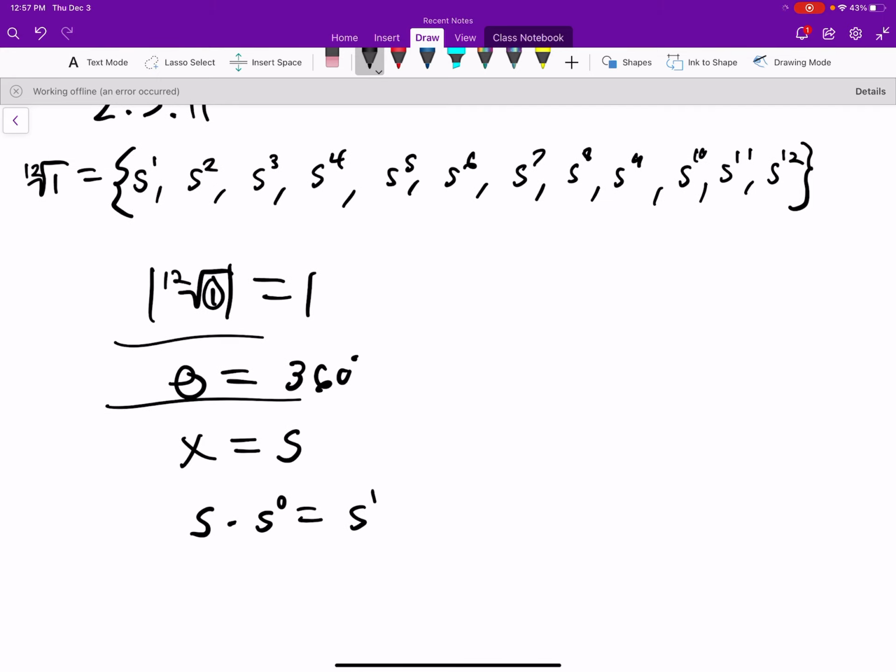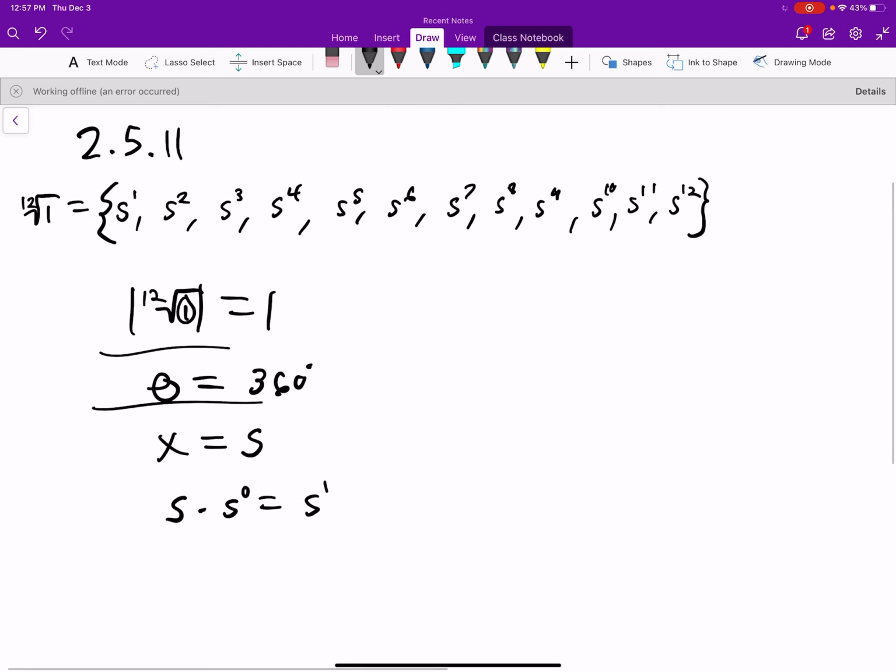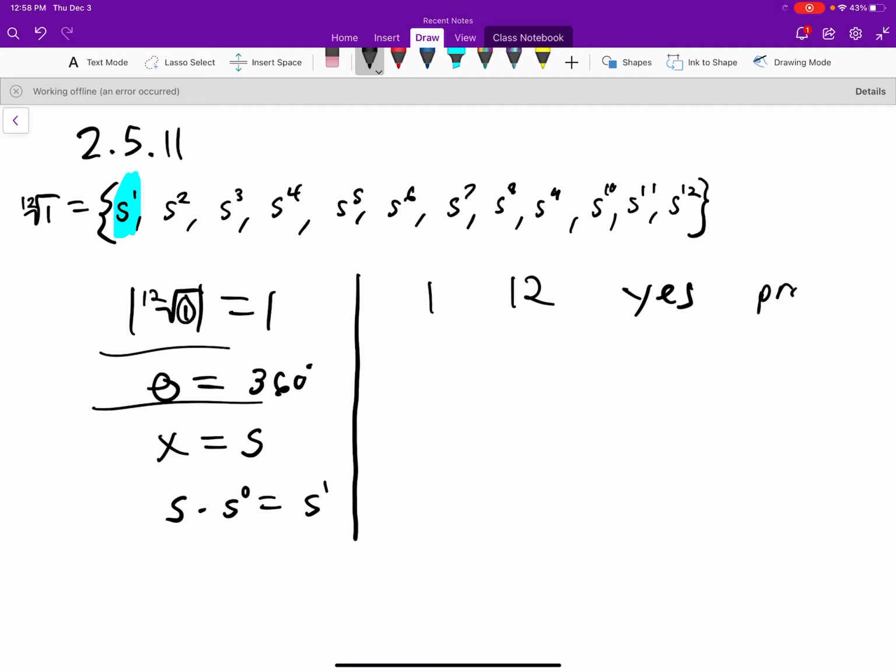So we have what we talked about in the last video on 2.5.9, and we were talking at the end of that video about how if we can look at if they're relatively prime, then it's a primitive element. So let's look at 1. We're looking at this one. Is 1 relatively prime to 12? Yes. So that means it's primitive.